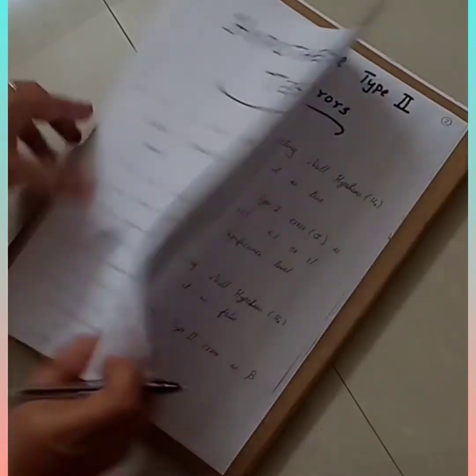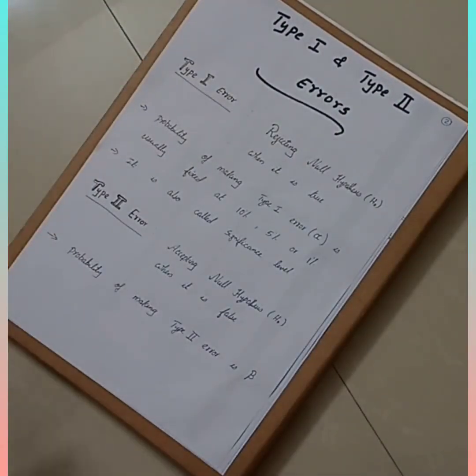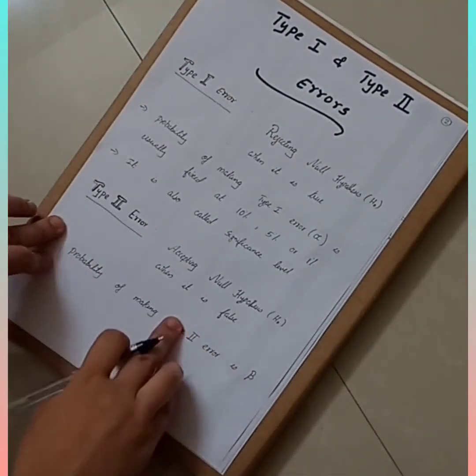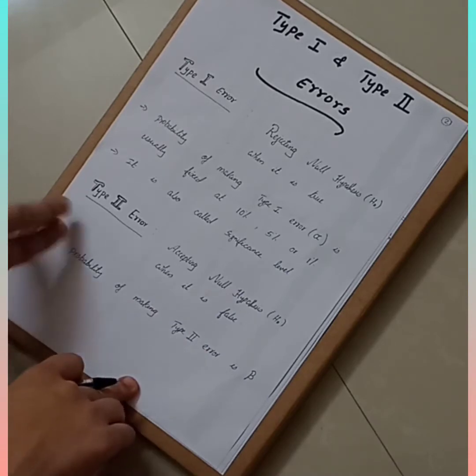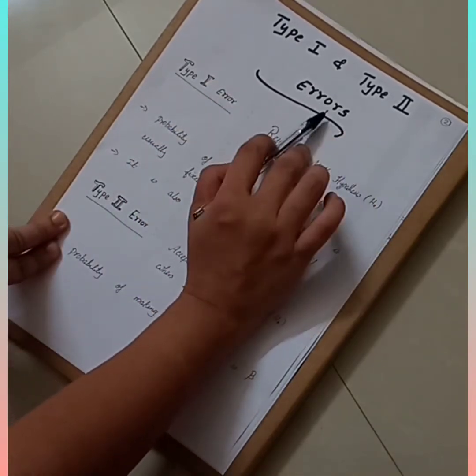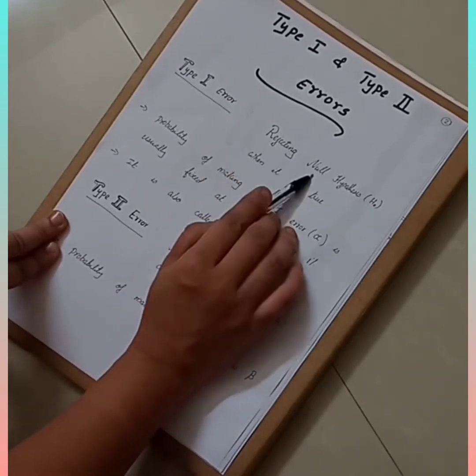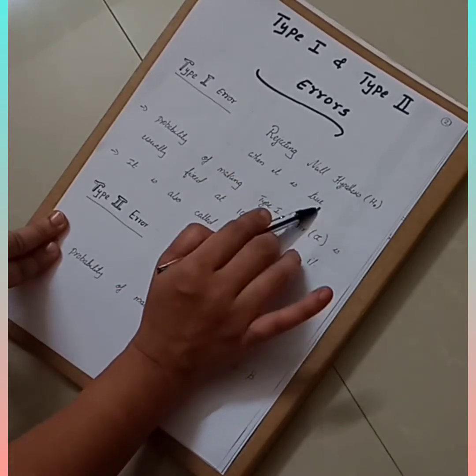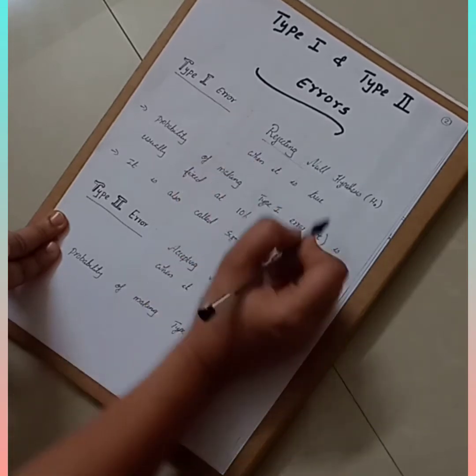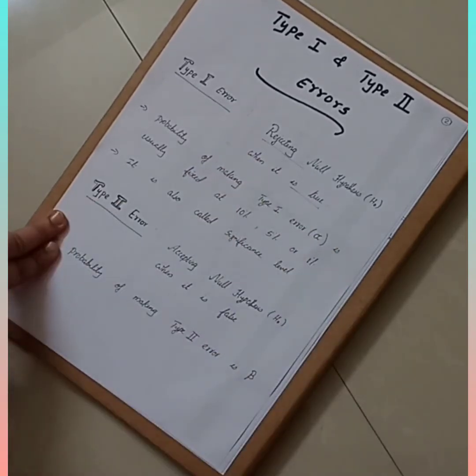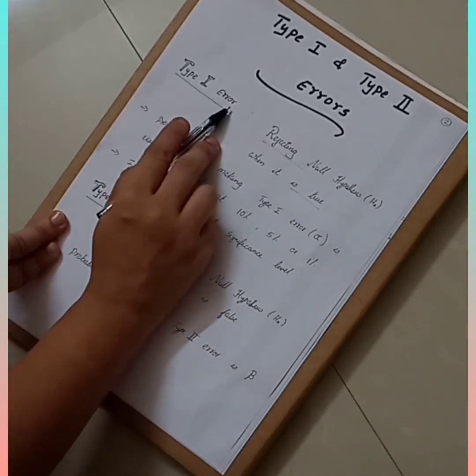Okay, now another important thing regarding hypothesis testing is the two types of errors that we need to study. That is type 1 error and type 2 error. Now let's see what type 1 error is. It is rejecting the null hypothesis when it is true. So here we are rejecting H0 when it is true. Actually the assumption is correct, but when we are rejecting it, that type of error is called type 1 error.